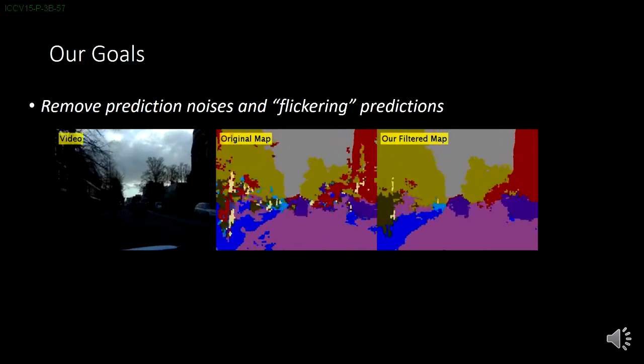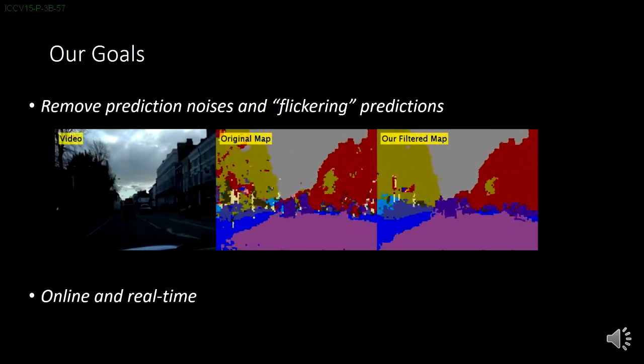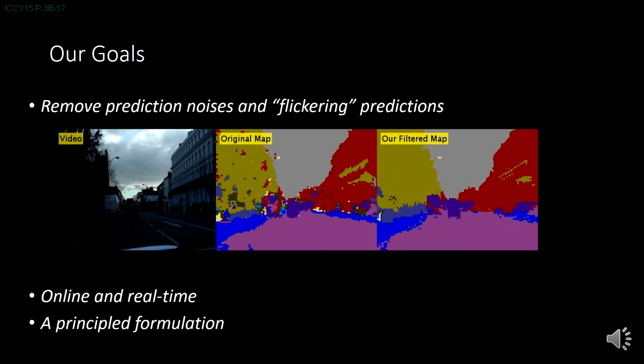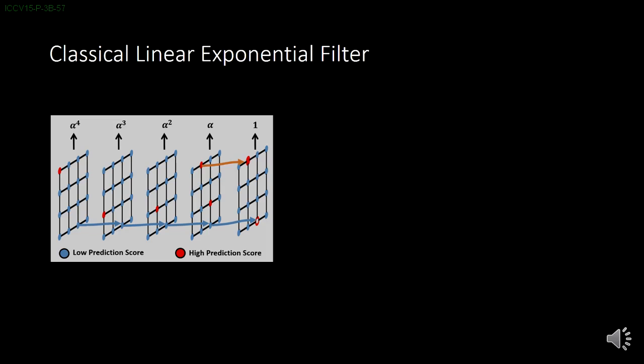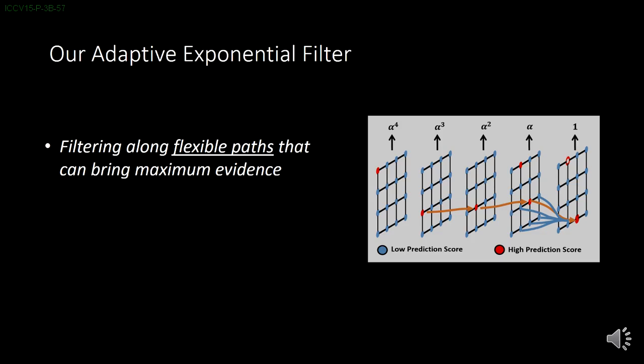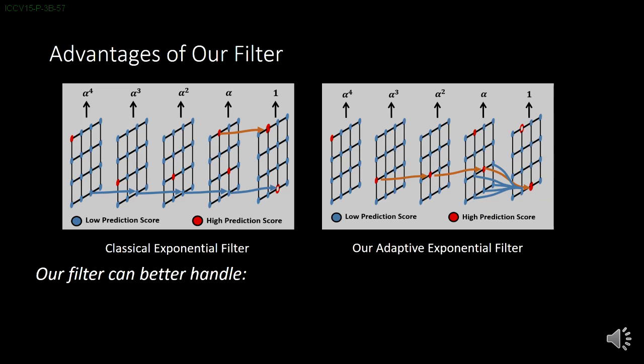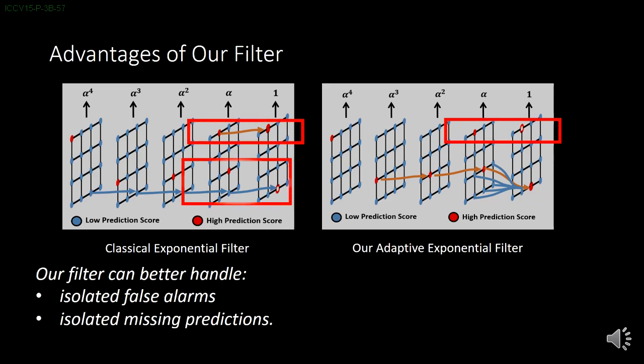We propose a method of removing prediction noises and flickering predictions. We target online real-time applications, and our method uses a principled formulation. In the classical exponential filter, the filter is performed on a fixed spatial location. However, in our adaptive exponential filter, we search for a flexible path that can bring maximum evidence. The path is adaptive for each pixel and the filter is nonlinear. The advantage is that our method can better handle isolated false alarms. It can also better handle missing predictions.